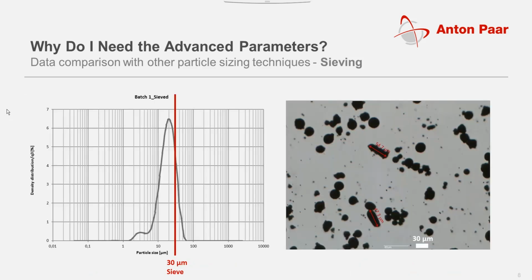In this slide, you can see a comparison between laser diffraction, sieving, and optical microscopy. By sieving the sample at 30 micrometer, the particles are passing through the mesh with the smallest side. This means that the measured particle size will be smaller than 30 micrometer, although the image from the microscope shows us that the particles measure around 50 micrometer, sorry. And also in this laser diffraction result, the peak goes beyond 30 micrometer.